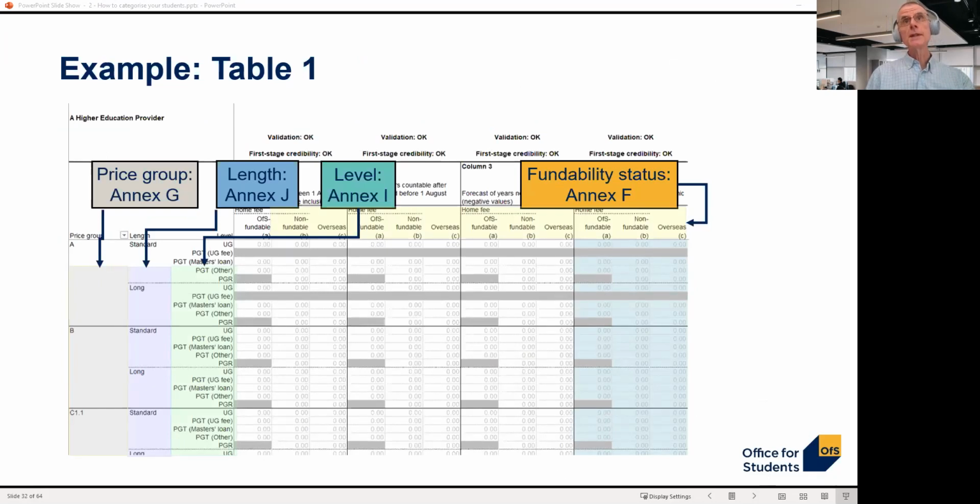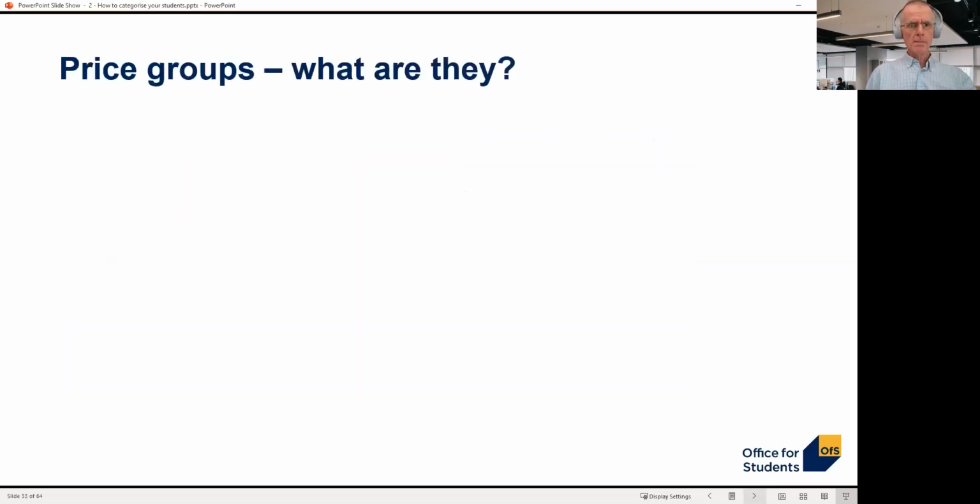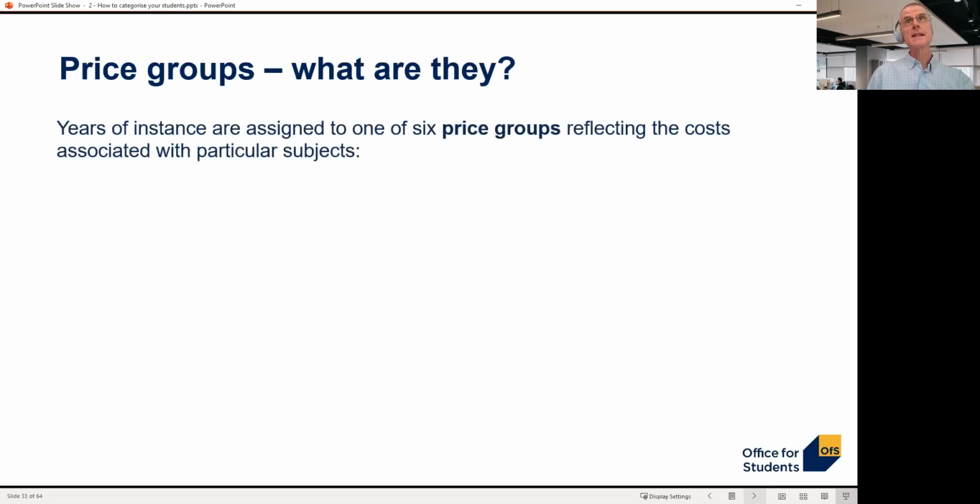So what we're going to do initially is to zoom in on price groups. And as you can see, that's Annex G in the guidance. So let's look at this then. What do we mean by this? Well, years of instance are assigned to one of 6 price groups, reflecting the costs associated with particular subjects.